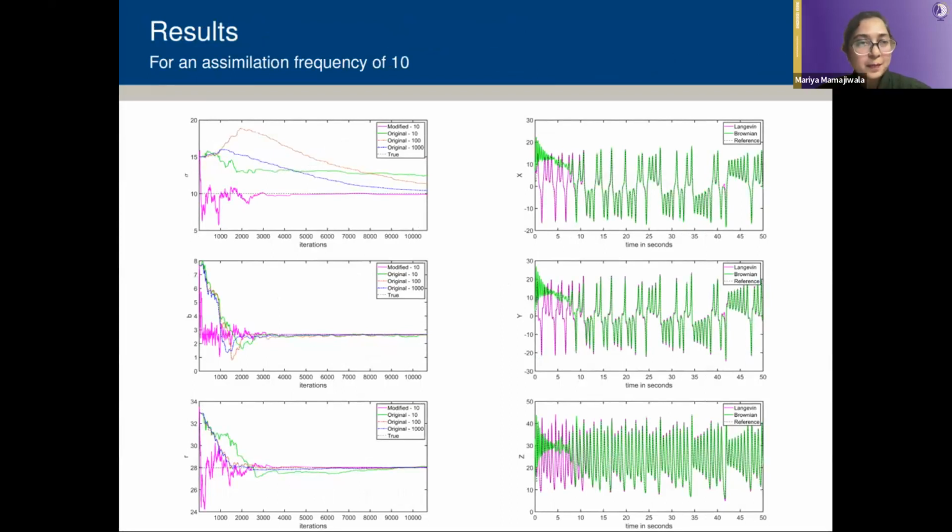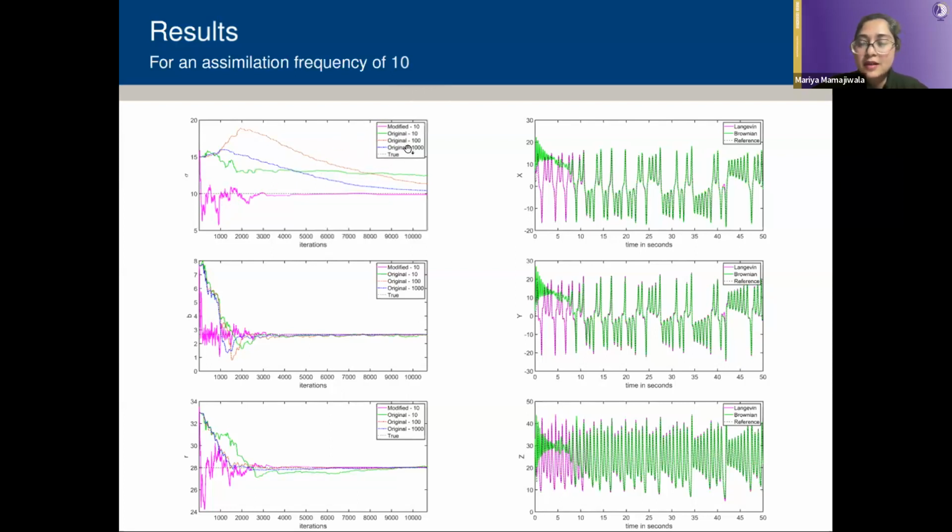Right, so then I did the same example, but with an assimilation frequency of 10, which means we have 10 times less data than before. So we assimilate only every 10th time step. The original dynamics doesn't change, which is a Brownian motion. But if you recall, the modified dynamics depends on the measurements. So until a new observation is available, we keep using the same observation or the same gradient in the Langevin dynamics. So again, the colors are the same. So modified parameter dynamics is in pink compared with the green.